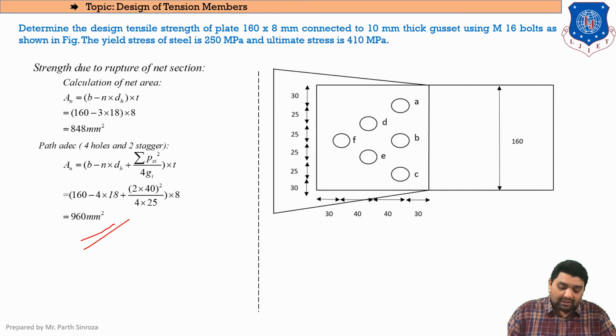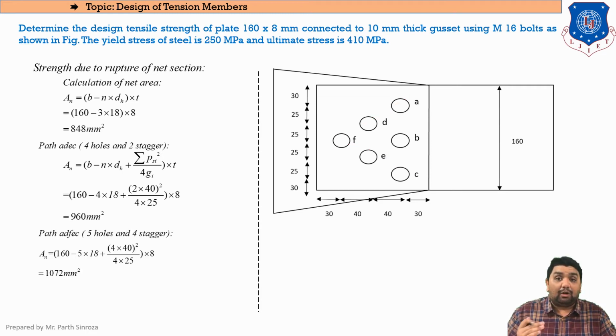Now we will be moving to our third path, and the third path will be ADFEC. Yes, this will be our third path. Again the outermost hole should be incorporated in each and every path. Now during this path we have covered 5 holes, so there will be deduction of 5 into 18.